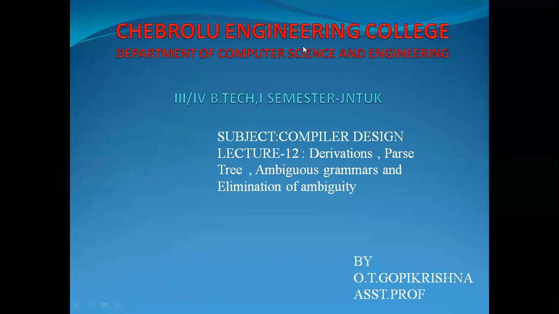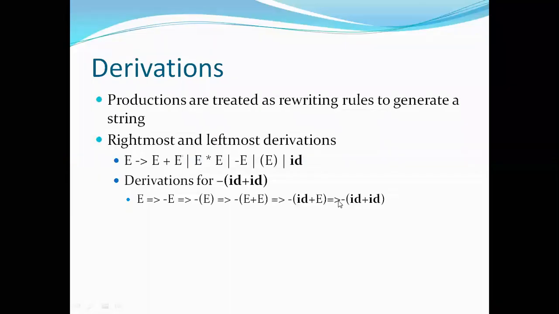Today we are discussing what a derivation is, what a parse tree is, what parsing is, what an ambiguous grammar is, and how to eliminate the ambiguity present in our grammar. So, what is the definition of a derivation? A derivation is the process of generating a terminal string.